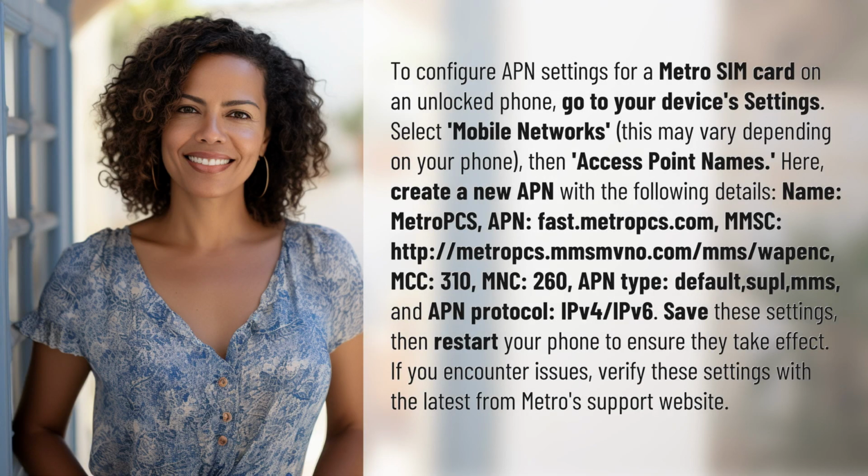To configure APN settings for a Metro SIM card on an unlocked phone, go to your device's settings. Select Mobile Networks. This may vary depending on your phone. Then, access point names. Here, create a new APN with the following details.